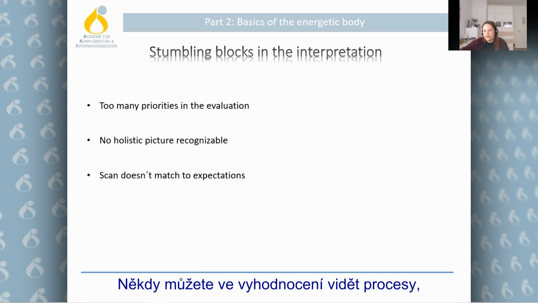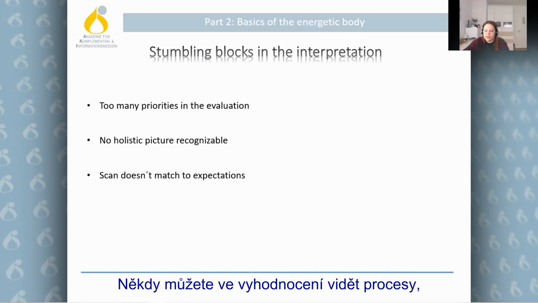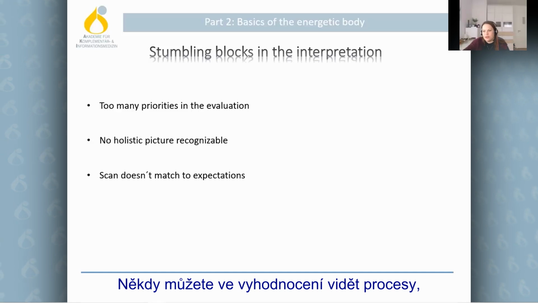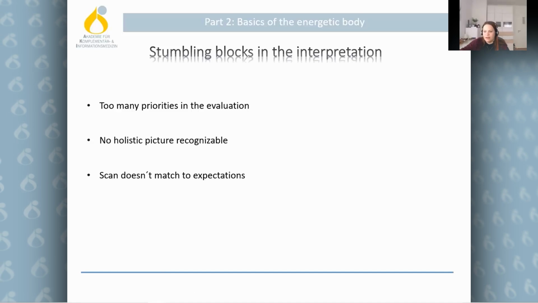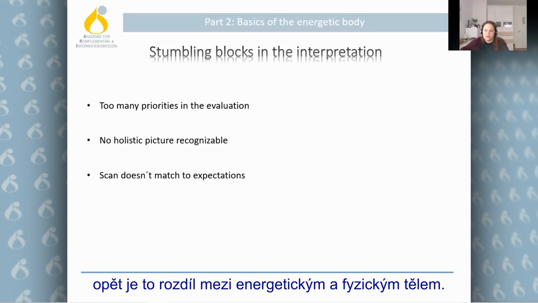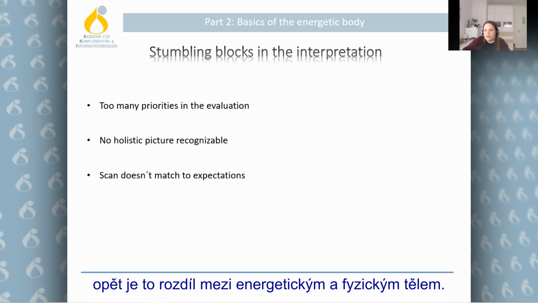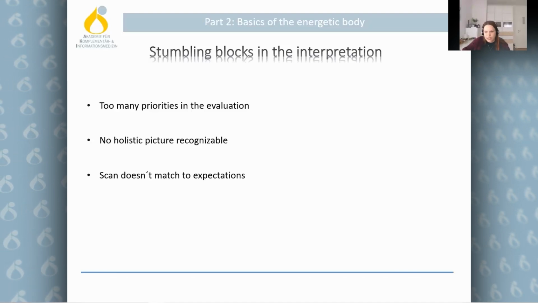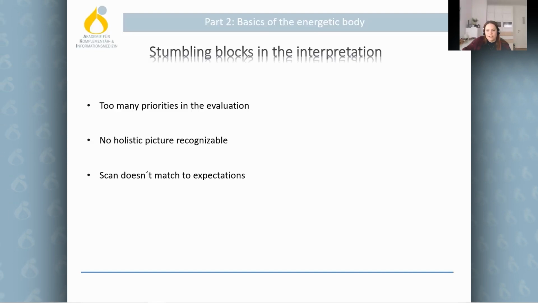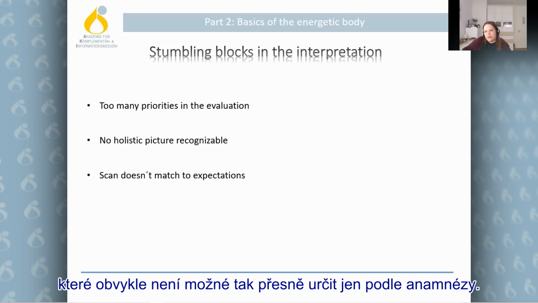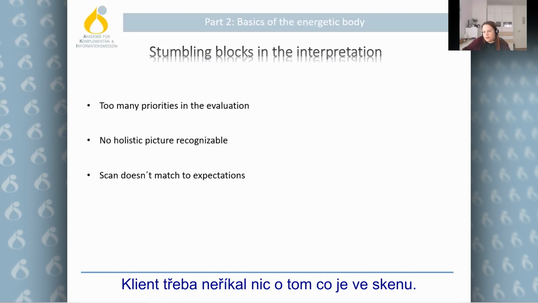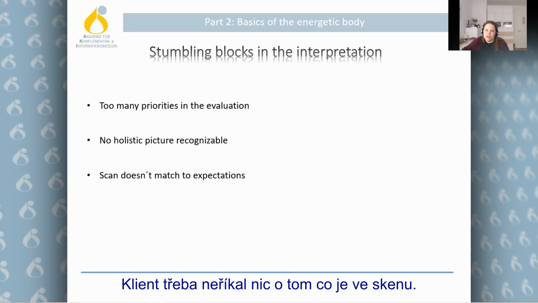So sometimes you can see symptoms, or not symptoms, processes shown in the evaluation, but they are not in the physical body. So the patient can't say, yes, I know this, I have this feeling, or I have this pain. So this is the difference between the energetic and the physical body. The evaluation shows the needs of the energetic body, more the unconscious body, which can usually be determined so precisely with the anamnesis. So the patient can't tell you what you see in the scan.